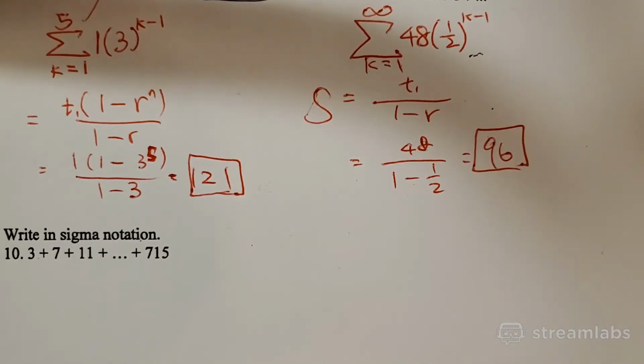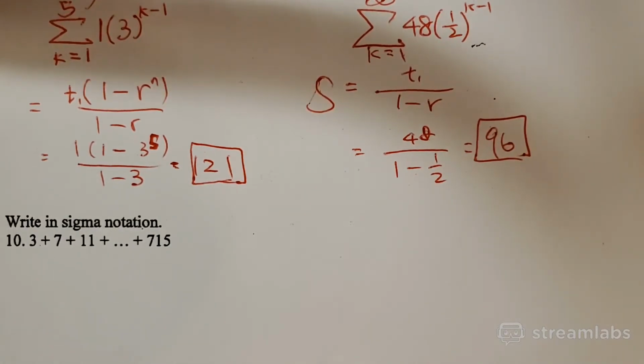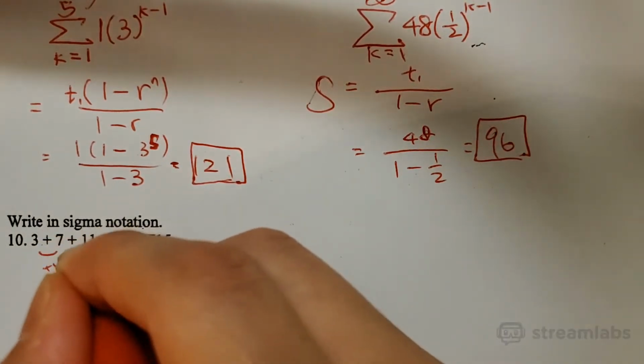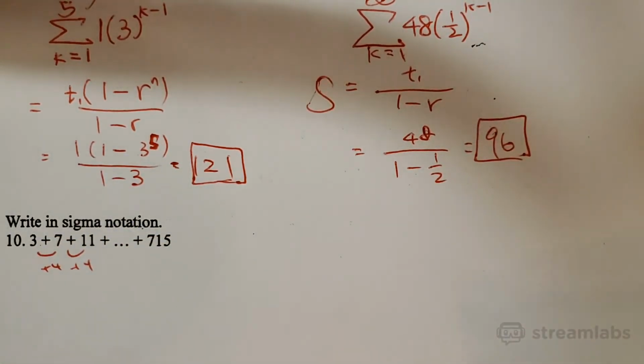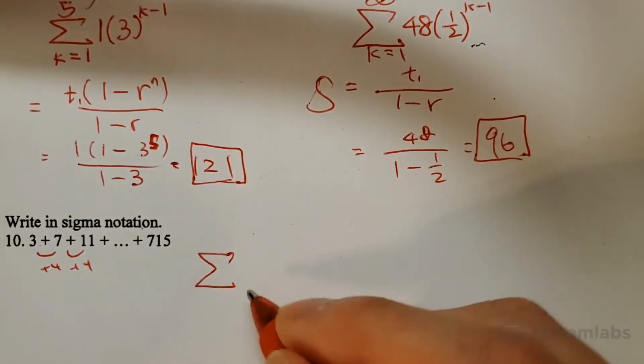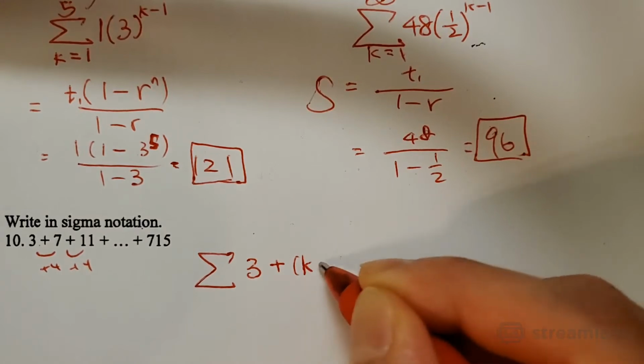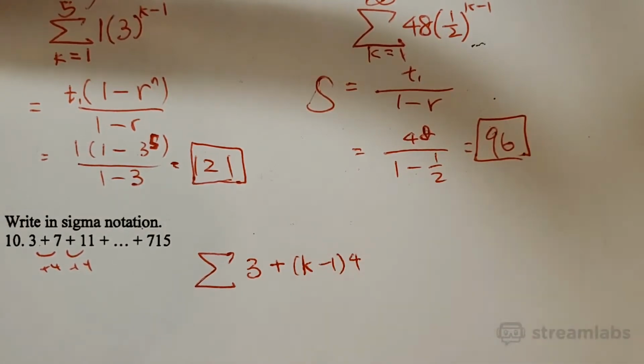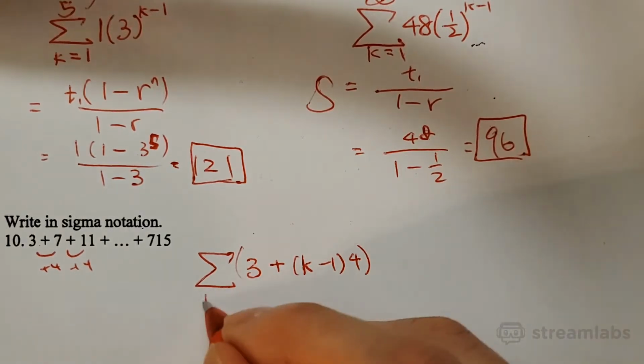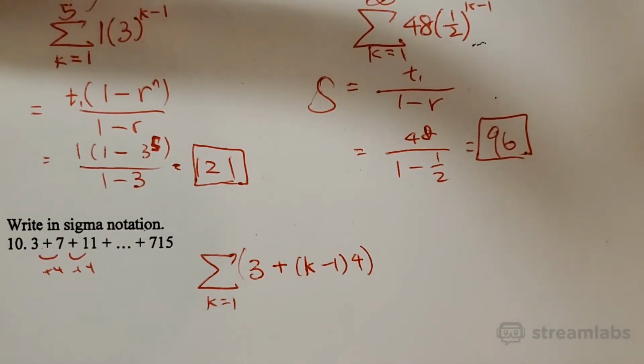Last question. So you want to write in sigma notation. So first of all, is it arithmetic or geometric? This one is plus 4, which seems to be arithmetic. So I'm going to write in arithmetic. Okay, sigma. Arithmetic will be 3 plus k minus 1 times the difference, which is 4, right? So that's what it looks like for now. I like to start k from 1. You can start from 0 if you want, but you have to fix your expressions to make sure the first term matches up.